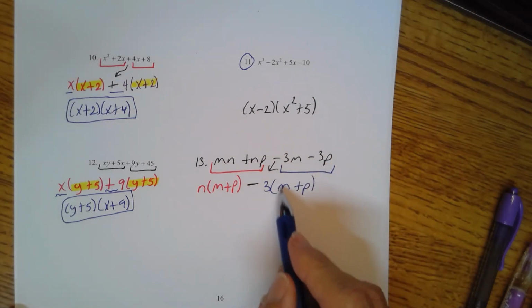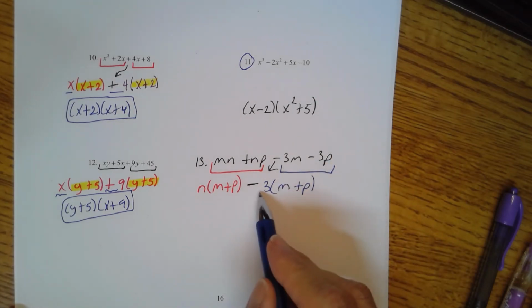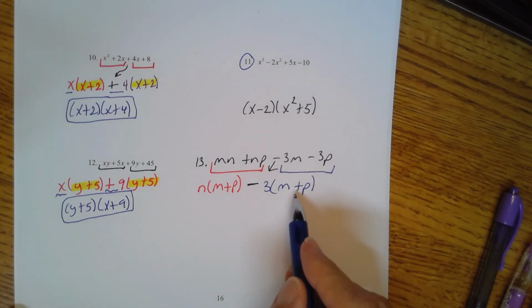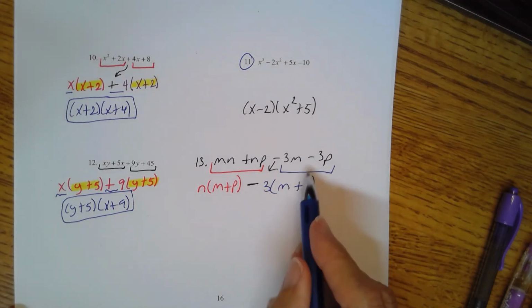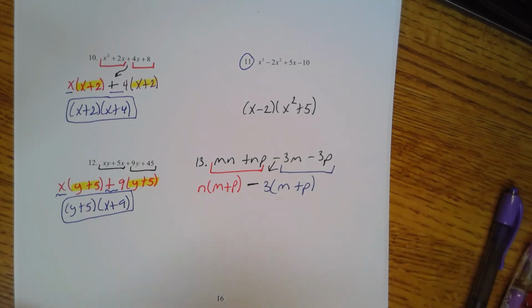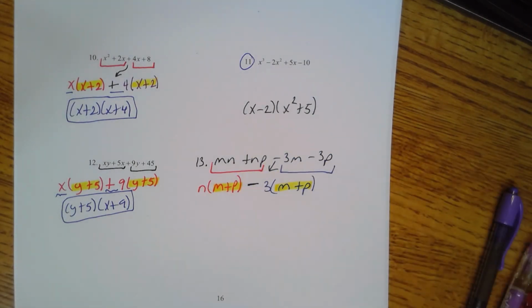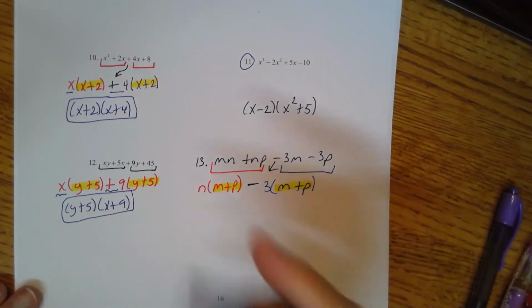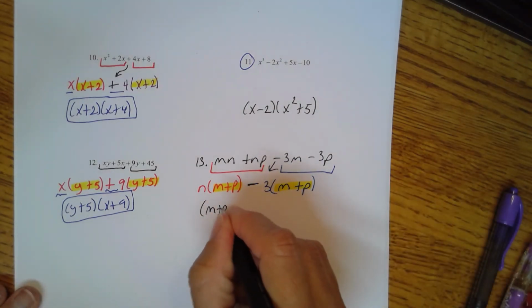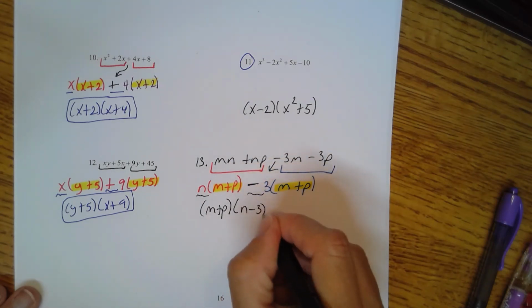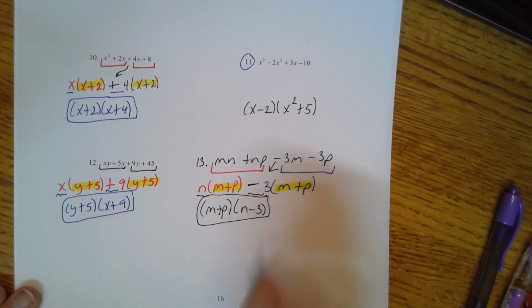So negative 3 times m is negative 3m. Negative 3 times a positive p is negative 3p. If you had a negative here, you would not get back what you started with. Also, these would not be the same. And in factoring, those better be the same. Now that they're the same, we'll take out the m plus p. And in parentheses, what's left is the n minus 3. And again, you could write n minus 3 and then m plus p if you'd like.